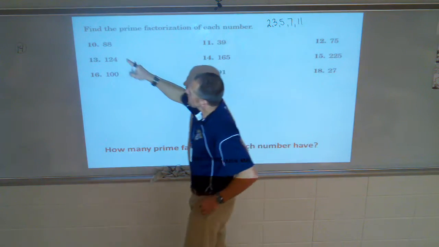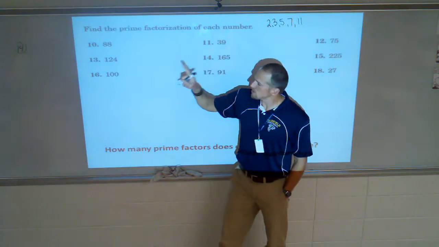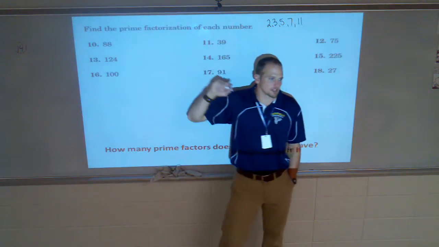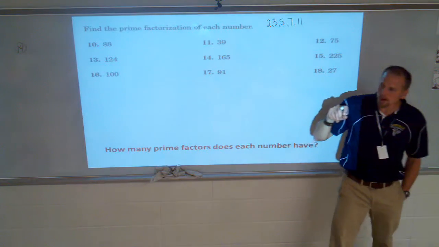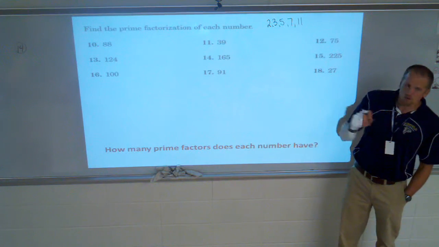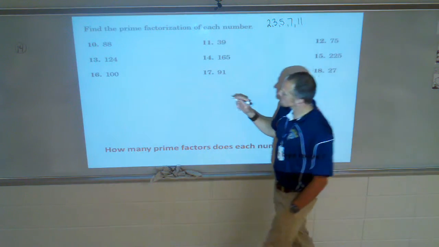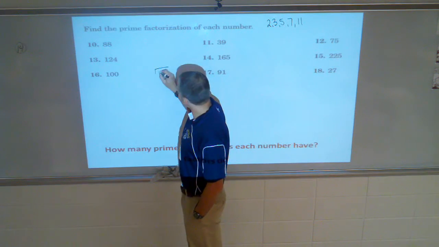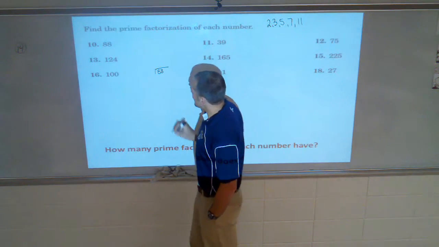So, here's what we have to do. Find a prime factorization. 88 is a composite number. And so I want to break it down as small as I can, and I want to find all of the prime factors. So I'm going to put 88 down here, and I'm going to divide it.